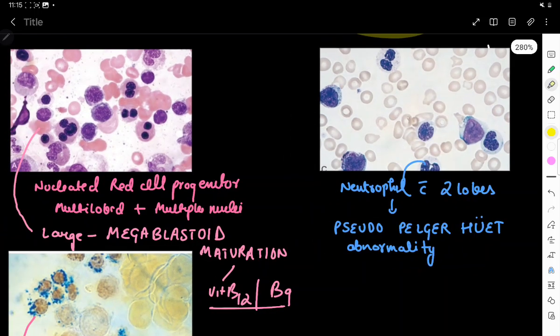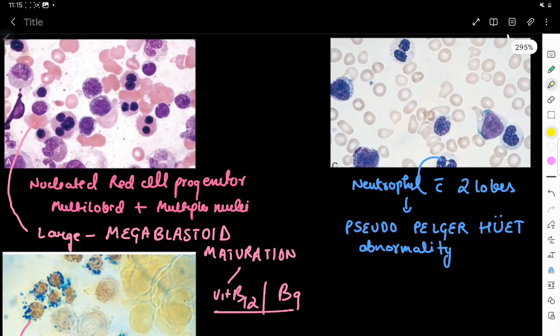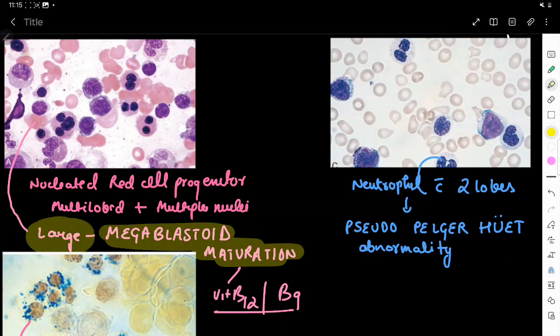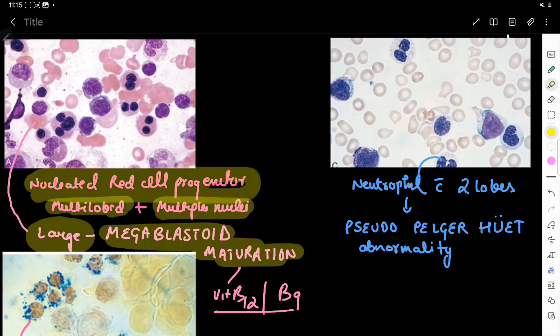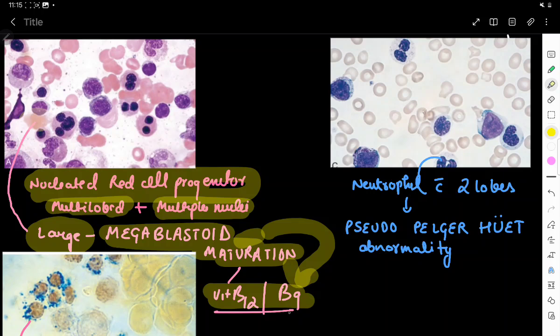Let's see what happens in the erythroid lineage. So we see megaloblastoid maturation, meaning we will have large RBCs now. Not only large, we will have multi-lobed and multiple nuclei in the RBC, meaning we will have nucleated red cell progenitors. You see, we have here the large RBCs that are the megaloblastoid. Note, we have also the megaloblastoid maturation in vitamin B12 or folic acid deficiency or orotic aciduria.